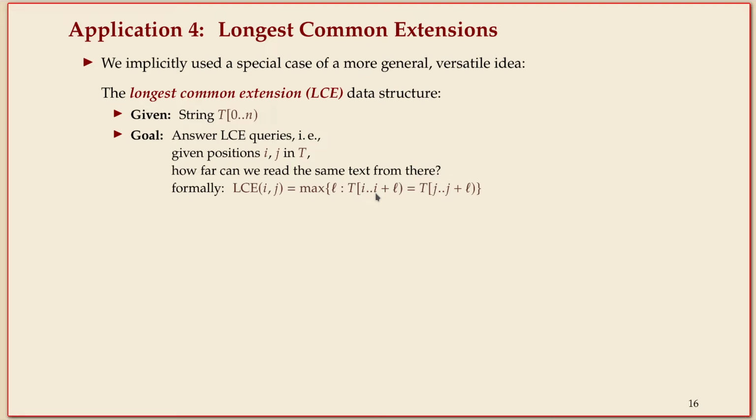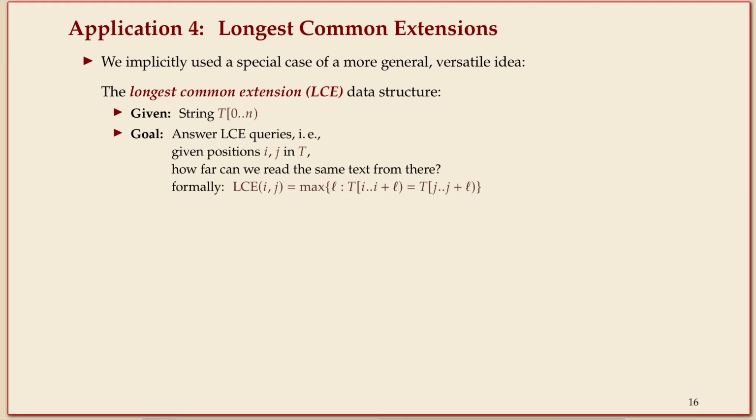That's an LCE query. So formally expressed here, it's the maximal L so that T_i up to T_i plus L matches T_j up to T_j plus L. And here i and j are given. It's quite similar to longest repeated substring in a way. But here we're given the two positions. So you're asking, what's the longest repetition at this particular point? Right. It's a relatively easy thing to do if you don't care about the running time.